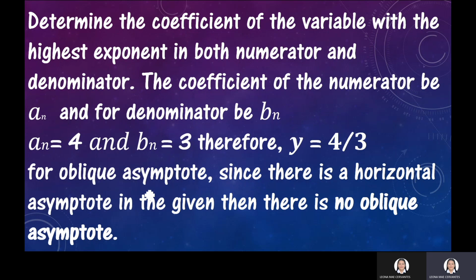Determine the coefficient of the variable with the highest exponent in both numerator and denominator. So, the coefficient of the numerator be a sub n, and for the denominator be b sub n. So, a sub n is equal to 4, and b sub n is equal to 3. Therefore, y is equal to 4 over 3. Okay, so saan galing si a sub n equals 4? Saan galing si b sub n equals 3?